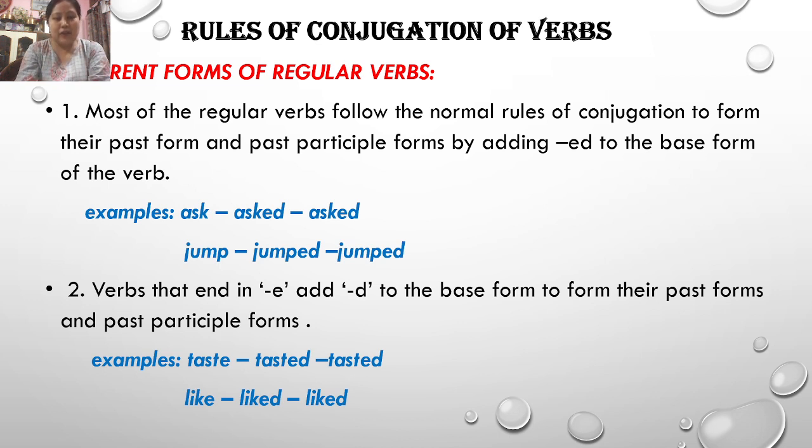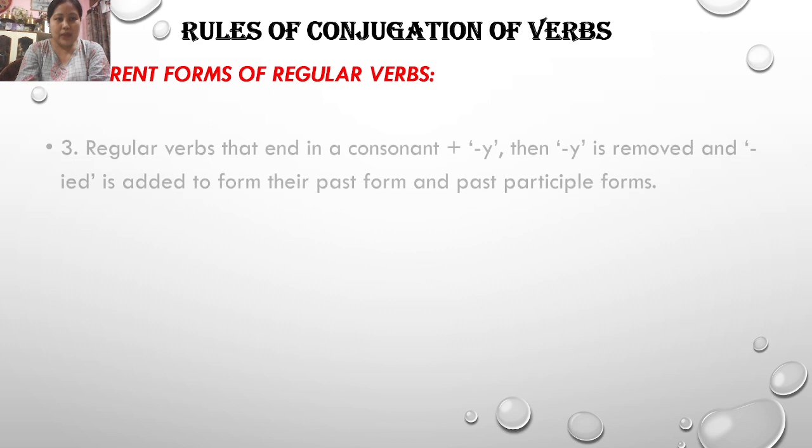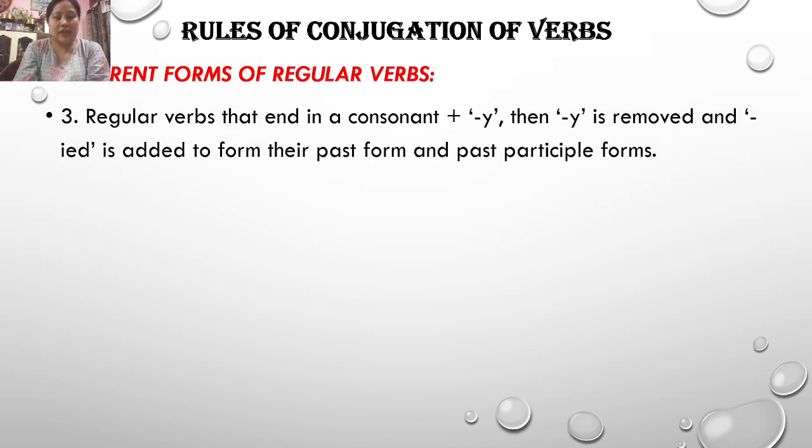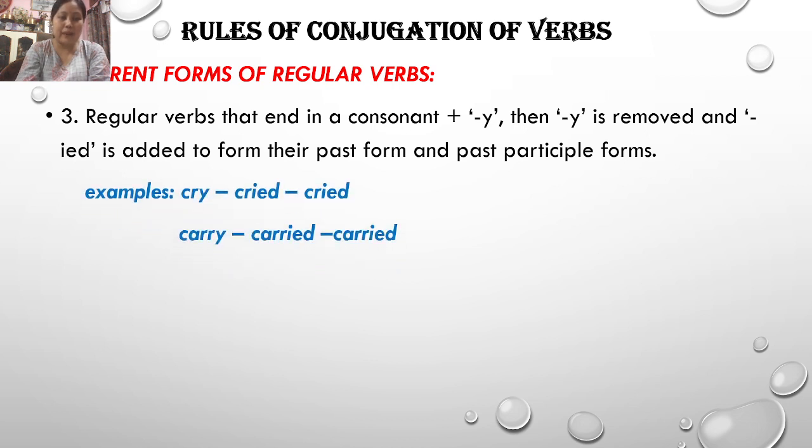Now another form of regular verbs is those that end in a consonant plus y. Then what happens? The y is removed, and instead of y we use i, and ed is added to form their past form and past participle form. I hope this will be clear with this example. See the word cry. This is a regular verb and it has a consonant plus y as the last letters. When it forms its past form and past participle form, the y is dropped, and in place of y we use ied, to make the past form and the past participle form.